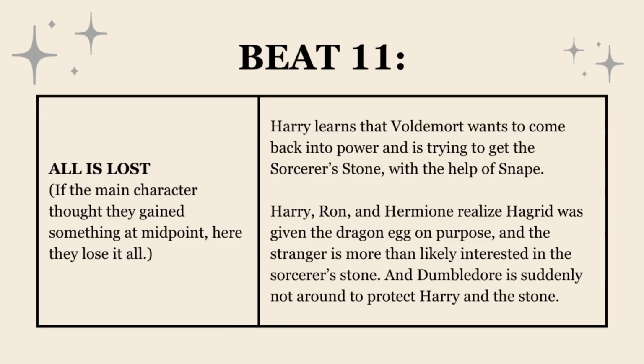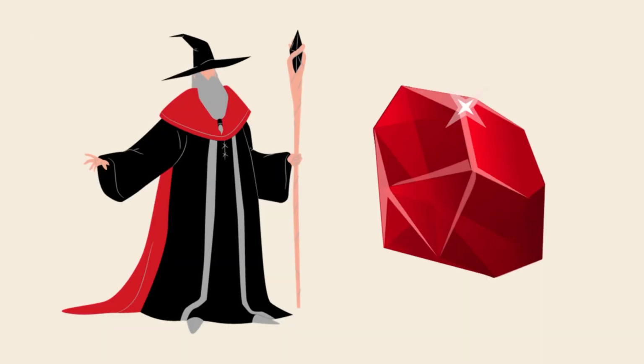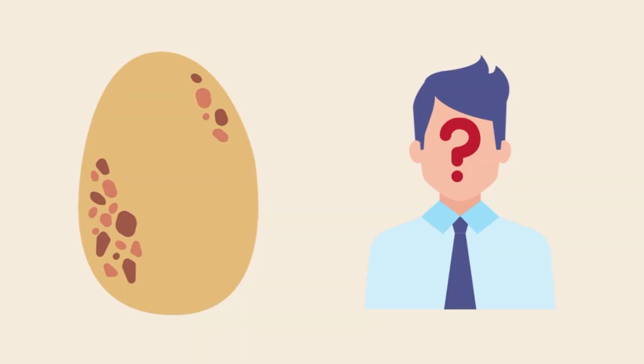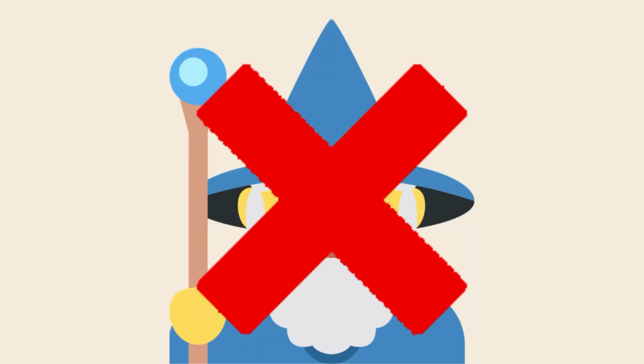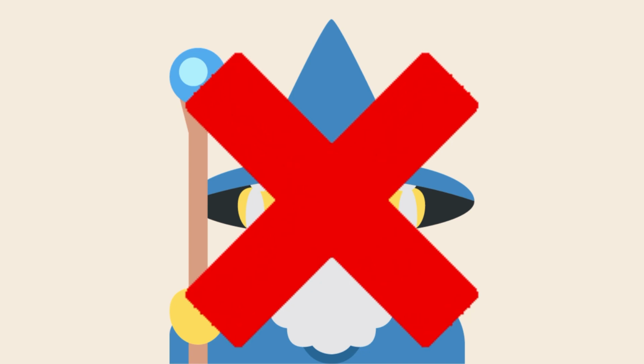Our next beat is the all is lost. If the main character thought that they gained something at the midpoint, this is where they lose it all. In this case, Harry learns that Voldemort wants to come back into power and is trying to get the Sorcerer's Stone with the help of Snape. Harry, Ron, and Hermione realize that Hagrid was given the dragon egg on purpose, and the stranger is more than likely interested in the Sorcerer's Stone. And Dumbledore is suddenly not around to protect Harry and the stone.